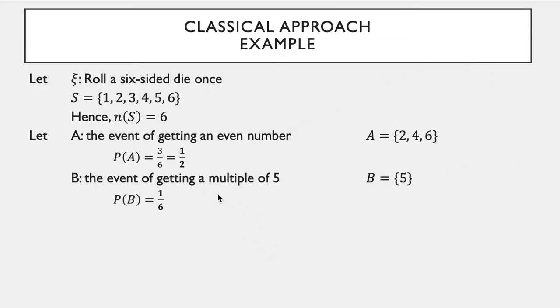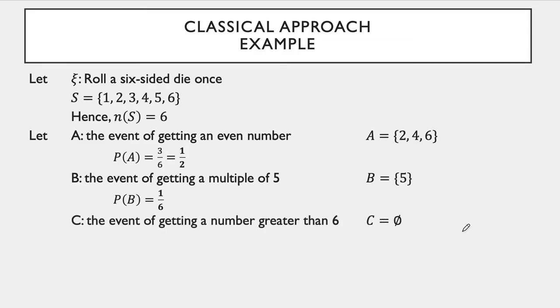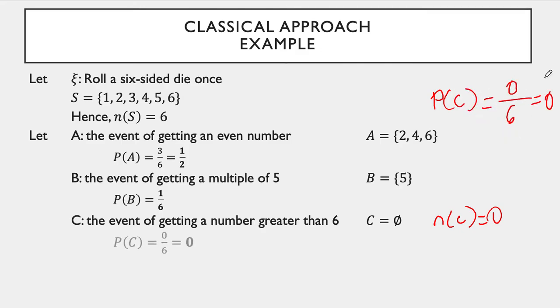Let's call it event C, the event of getting a number greater than 6. That's an impossible event, so the number of outcomes in C is 0. Hence, the probability of C is equal to 0 over 6, which is of course 0.